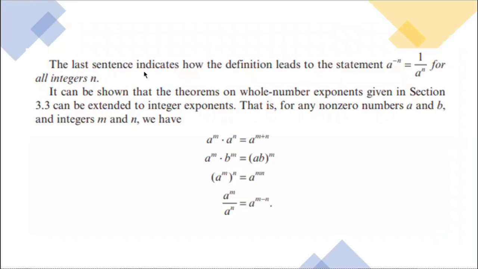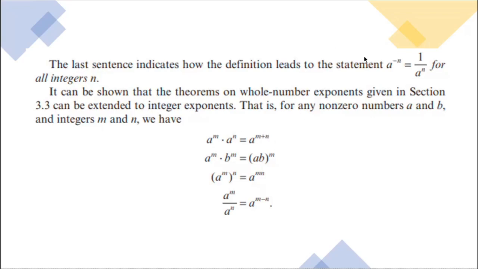The last sentence indicates how the definition leads to the statement that A raised to negative N is equal to 1 over A to the N for all integers N. It can be shown that the theorems on whole number exponents given in section 3.3 can be extended to integer exponents. That is, for any non-zero numbers A and B and integers M and N, we have, by product rule, A raised to M times A raised to N is equal to A raised to the M plus N.